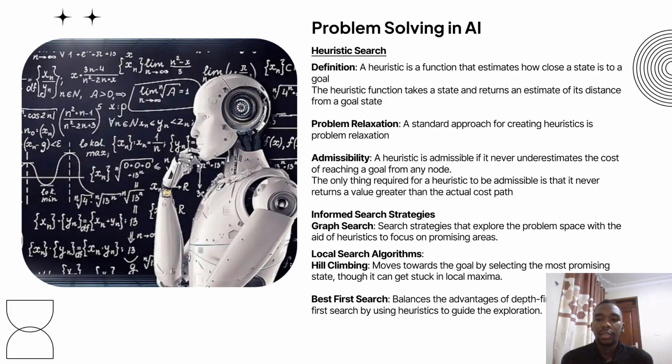Informed search strategies, another being graph search. This search strategy explores the problem space with the aid of heuristics to focus on promising areas. There are also local search algorithms, one being hill climbing, which moves towards the goal by selecting the most promising state, though it can get stuck in local maxima. Then we have best first search, which balances the advantages of depth first search and breadth first search by using heuristics to guide the exploration.